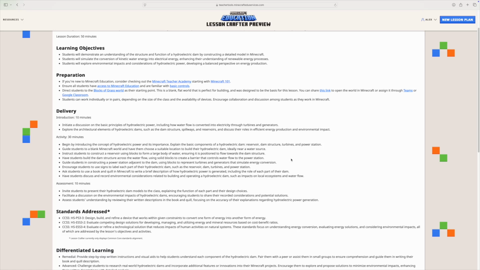They need to look at the geology that comes with hydroelectric dams. That's a really important feature. And then of course they get to design and build their dam. Due to the way that water physics works within Minecraft, building a dam that fills up a reservoir behind it could be a technical challenge, but I'm sure that students will find a way to do this.